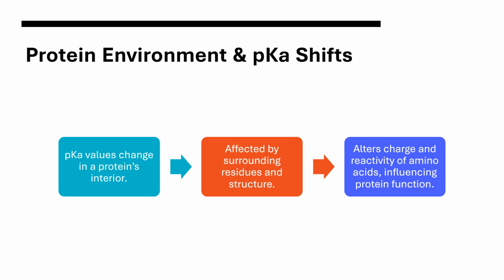In free amino acids, pKa values are pretty consistent, but inside a protein things can change. The local environment, like whether a residue is buried or exposed or surrounded by other charges, can shift those pKa values one way or another. This shift affects whether a group is protonated or not, which can influence things like enzyme activity, protein folding, or binding to other molecules. So the same amino acid can behave very differently inside a protein compared to its function on its own.